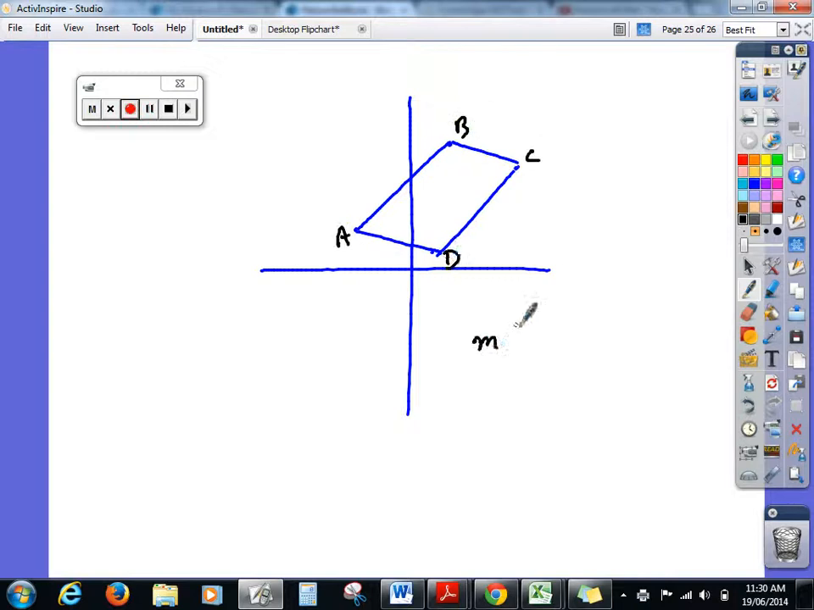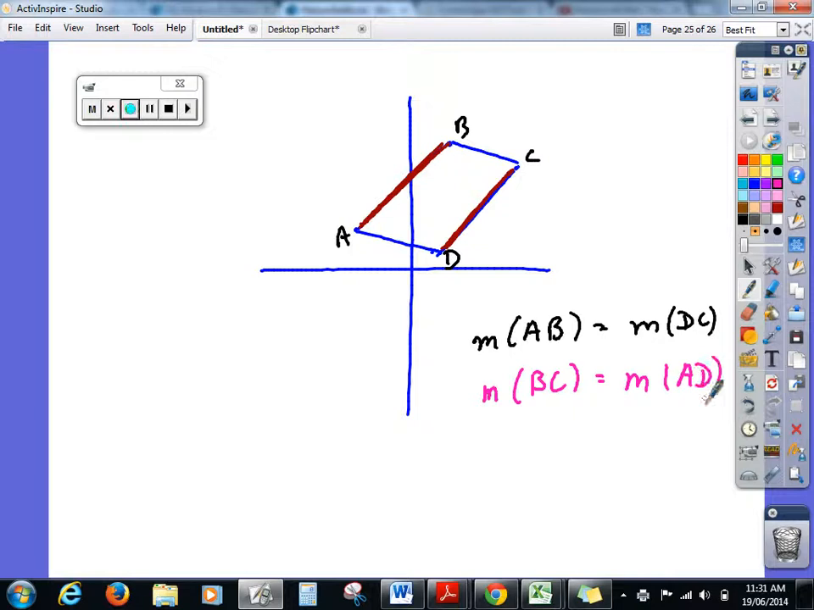We're going to prove that the gradient of AB must equal the gradient of DC, because they are opposite sides, and if they have the same gradient, they have the same slope. So you firstly find those 2 there and show that they have the same slope. Next, you would show that the gradient of BC would equal the gradient of AD. So we're now going to show that these two, here and here, have the same slope.